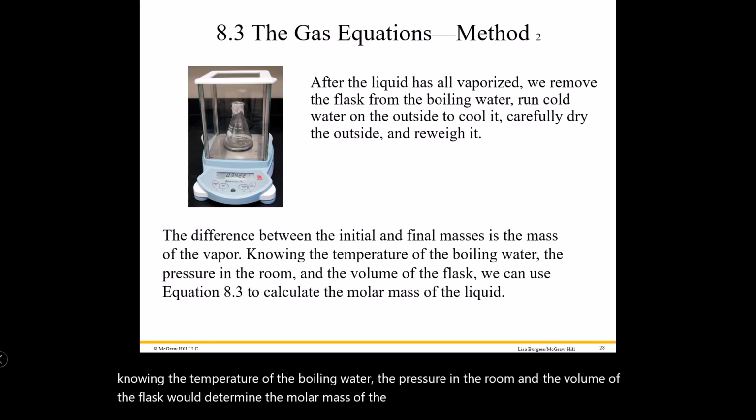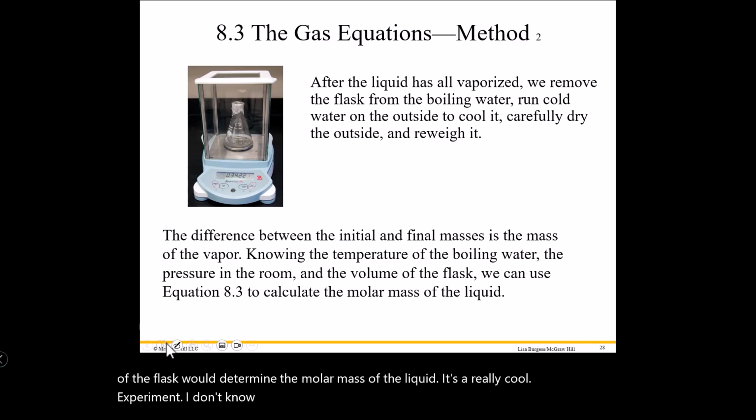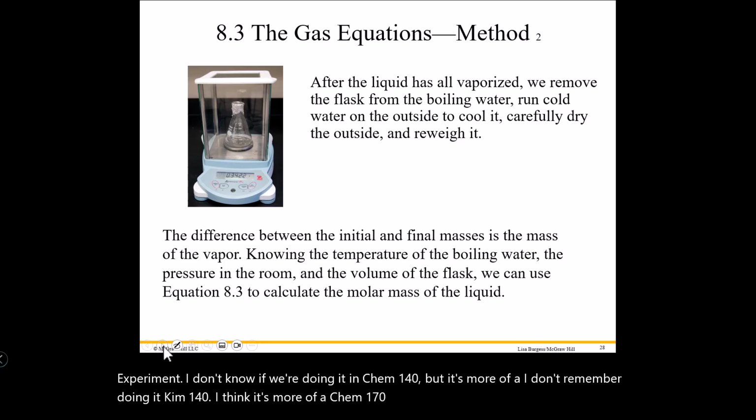It's a really cool experiment. I don't know if we're doing it in Chem 140, I don't remember doing it in Chem 140. I think it's more of a Chem 175 lab. It's a neat lab though.